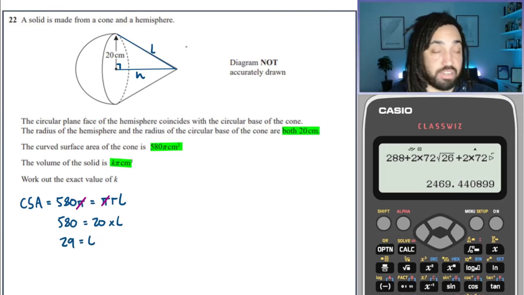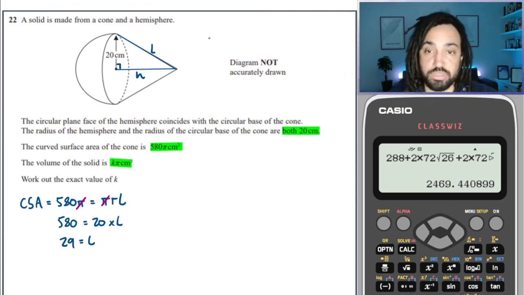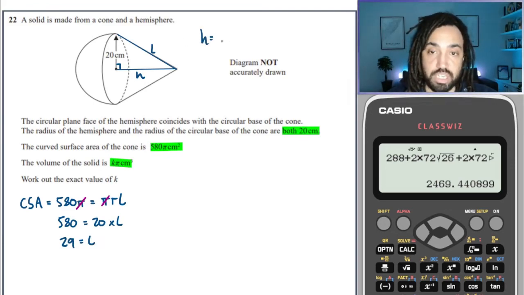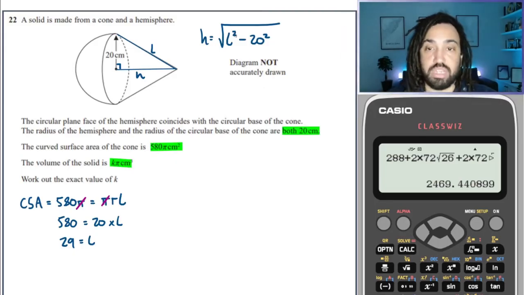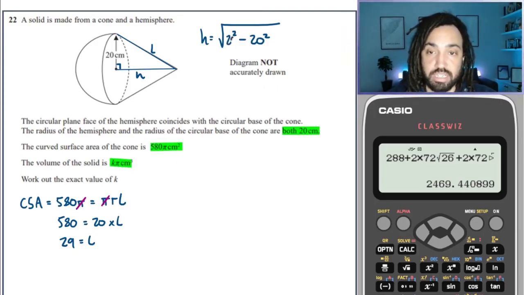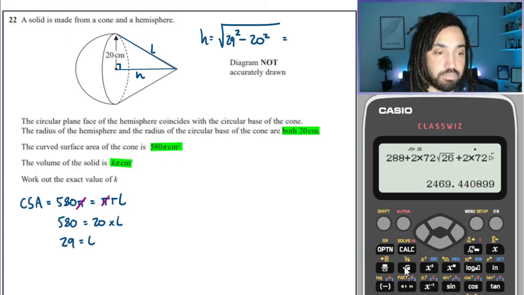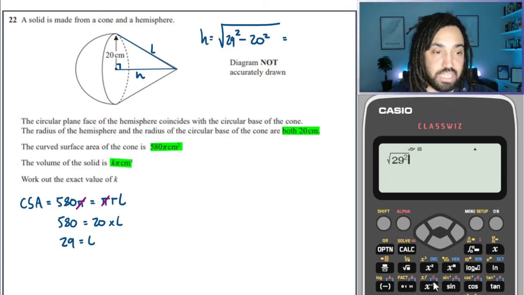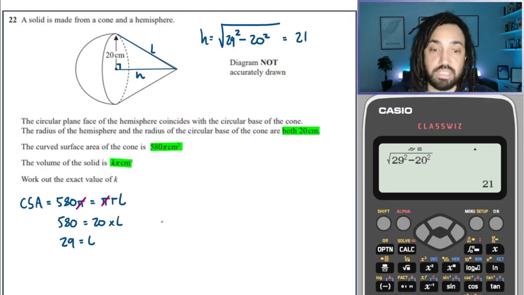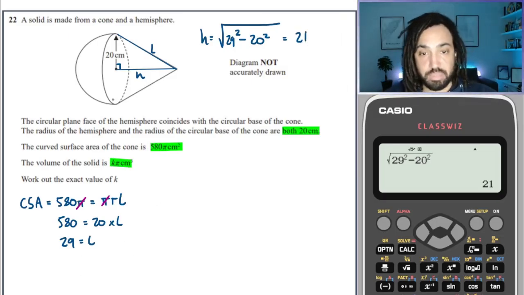We can then use Pythagoras' theorem. So L is the hypotenuse. So if I want to find the short side, H, I'd have to do the square root of L squared minus 20 squared, and L we've just worked out is 29. So we could do that. I've got a feeling that is actually a Pythagorean triple, but I don't know. 21, yes it is, nice. Okay, so the height is 21.